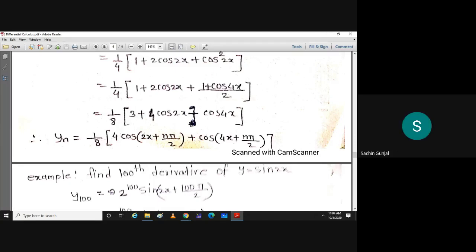And 2 raised to n is missing here, isn't it? So b raised to n, right? 2 raised to n is missing. So that madam has forgotten to write 2 raised to n. In the case of 4x also, ma'am has forgotten to write, I think, 4 raised to n. So please note this down. Here it is 4 into 2 raised to n cos of 2x plus n pi by 2 plus 4 raised to n cos of 4x plus n pi by 2. All right.